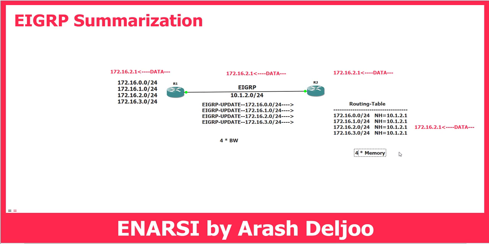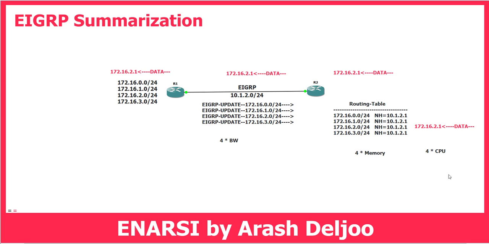That is 4 times the memory. After that, you know that when a packet is received in router 2, we should compare this packet against 4 entries. This means that for each entry, we need to consume CPU. Assume that for searching 1 entry, we need 1 unit of CPU. For 4 entries, we should use 4 units of CPU.